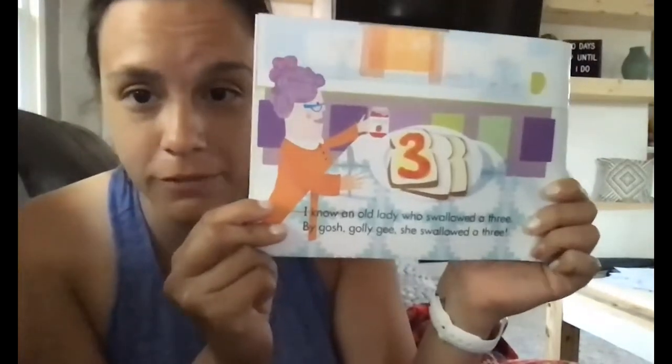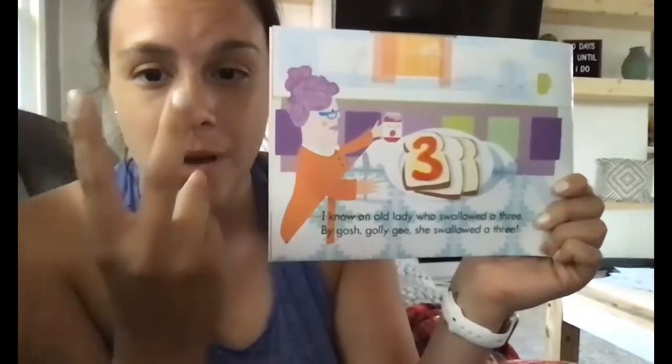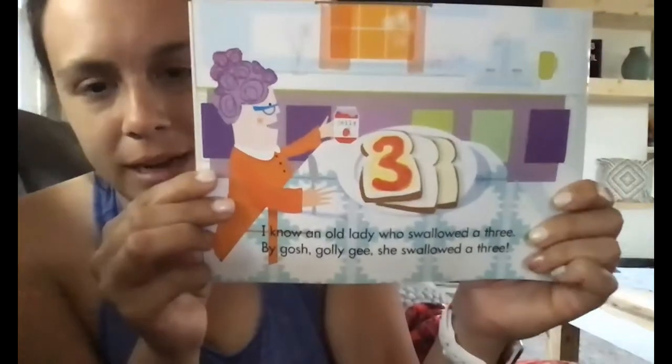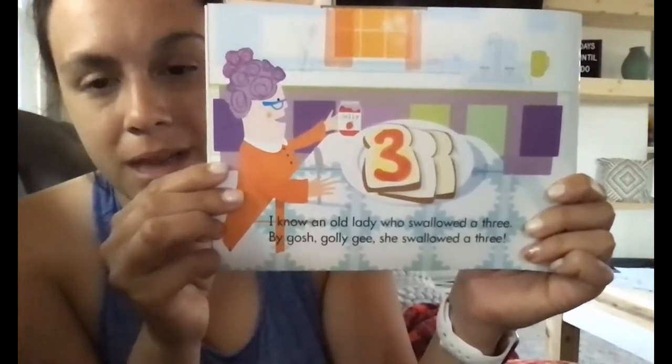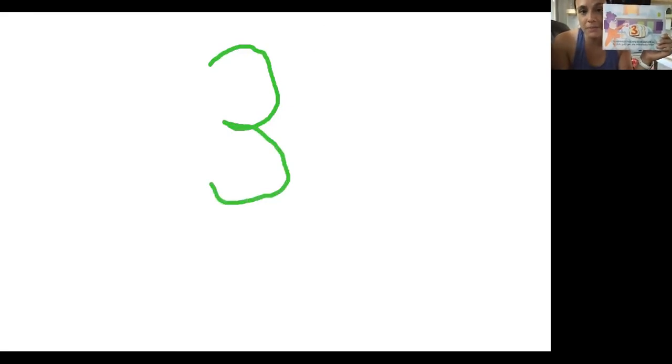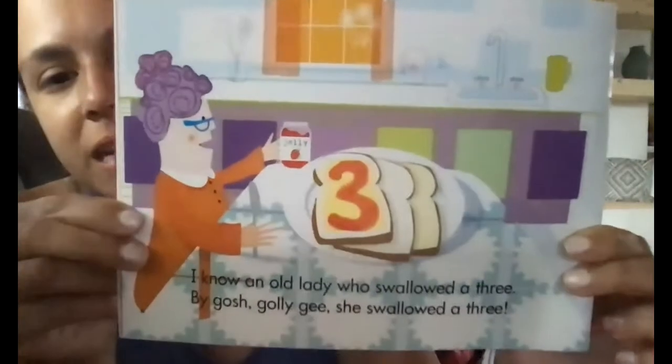So 3 comes after 2. We have 1, 2, 3. Take a look and see if you can find it. If you don't know what it looks like, I'll draw it for you. Ready? Let's take a look. So a 3 looks like this. We say around the tree, around the tree. That is how you make a 3. Around the tree, around the tree. That is how you make a 3. Cool. Let's see if we can find it now.